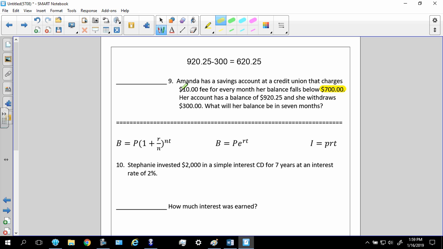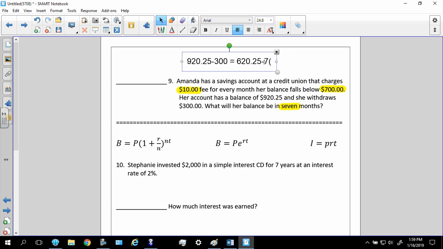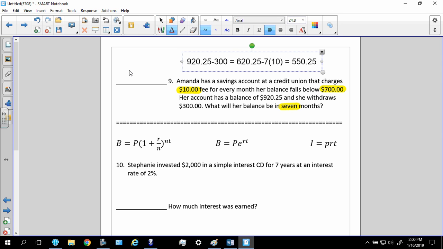So now she's going to be charged a $10 fee for 7 months. Apparently she didn't pay attention to her email notifications from her bank. So for 7 months she got charged $10, that's 7 times 10. When we do the math, we get 70. She's left with $550.25. So her bank will continue to drain her account until she gets everything taken care of.